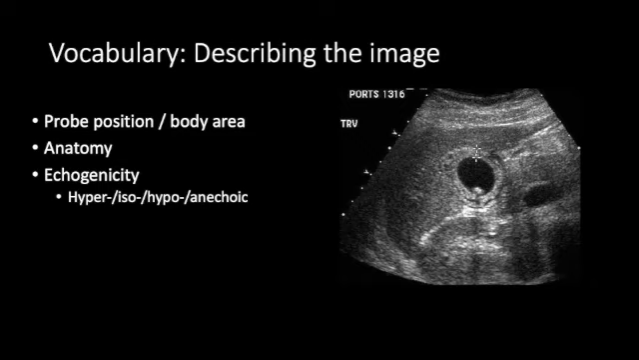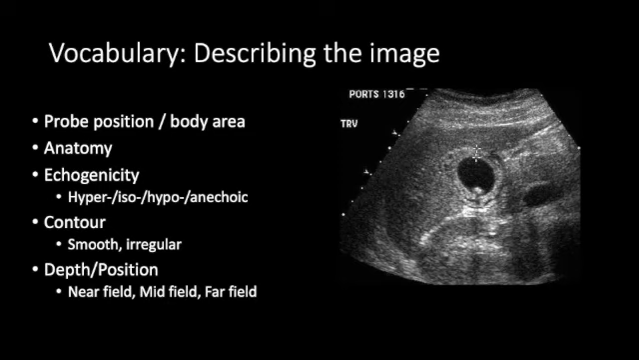We also can describe the contour or the shape of objects on the screen. So you have oblong, you have round, you have smooth or irregular, and all of these help us determine that we're all looking at the same thing. And then lastly, we can talk about where on the screen we're seeing things.